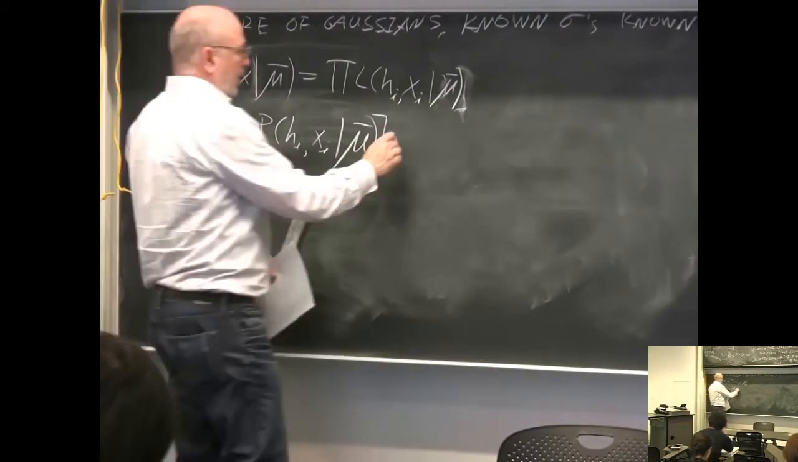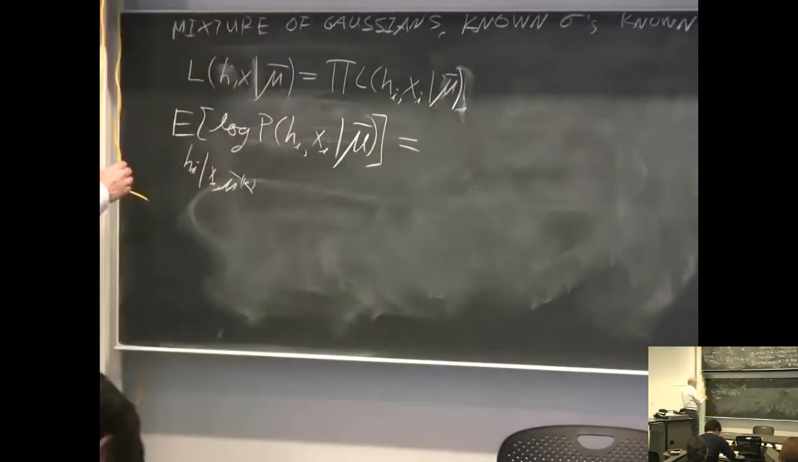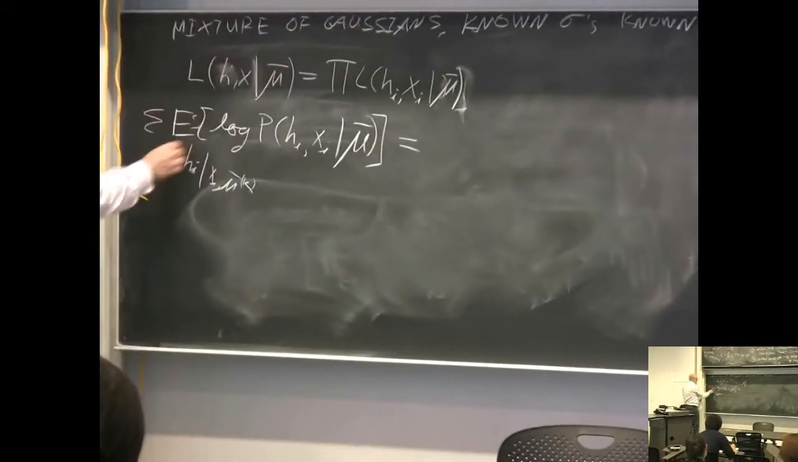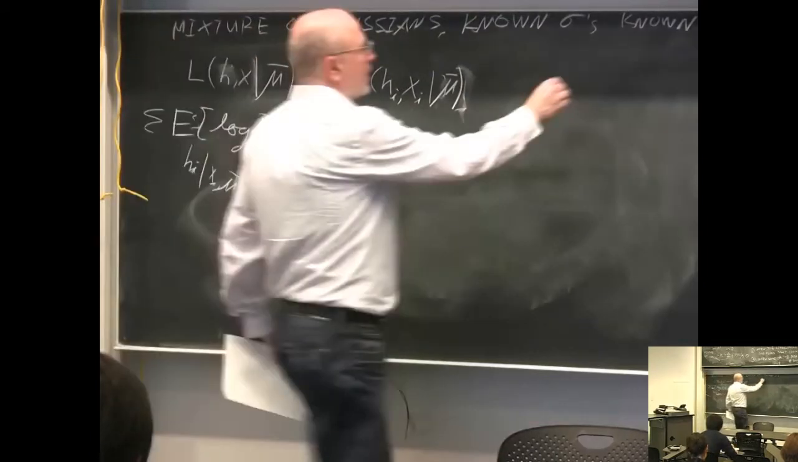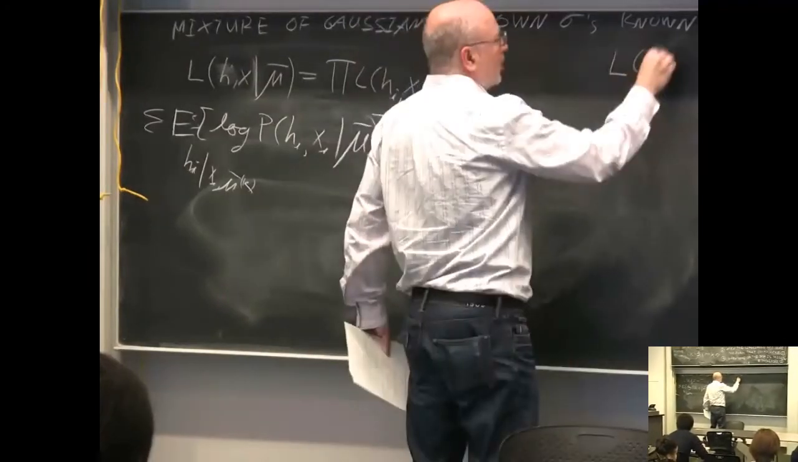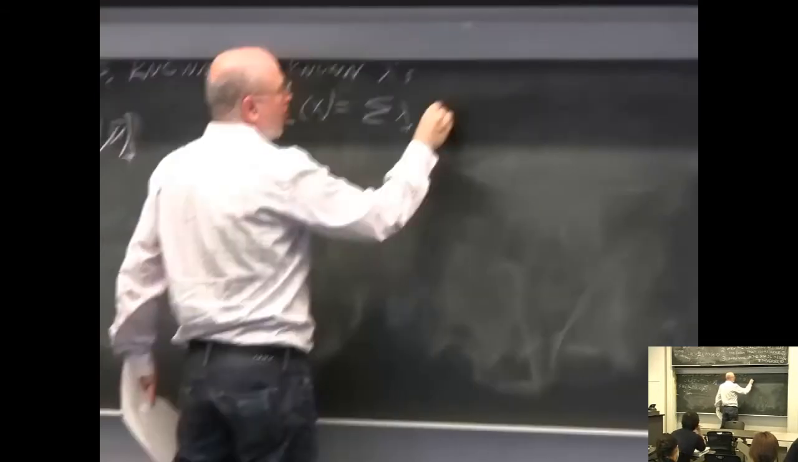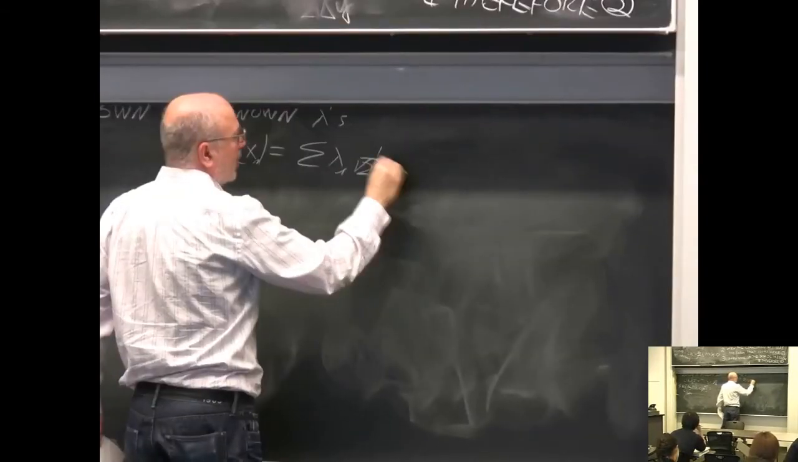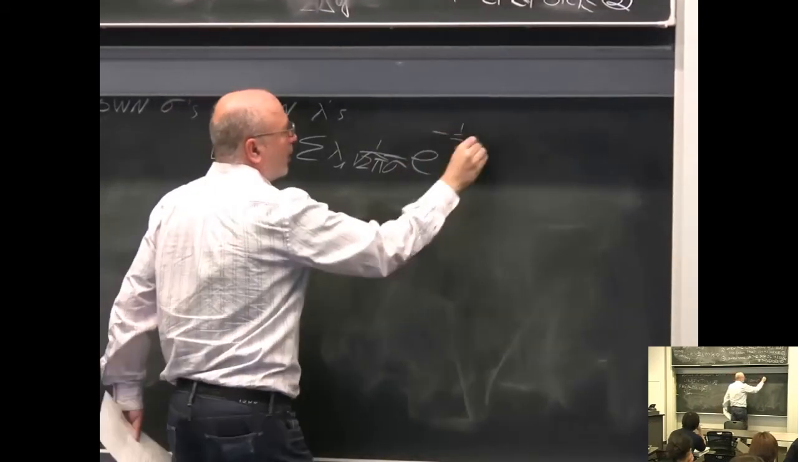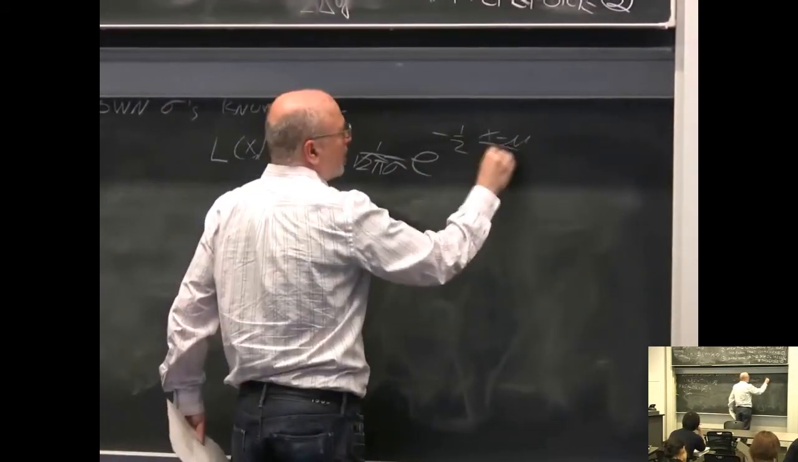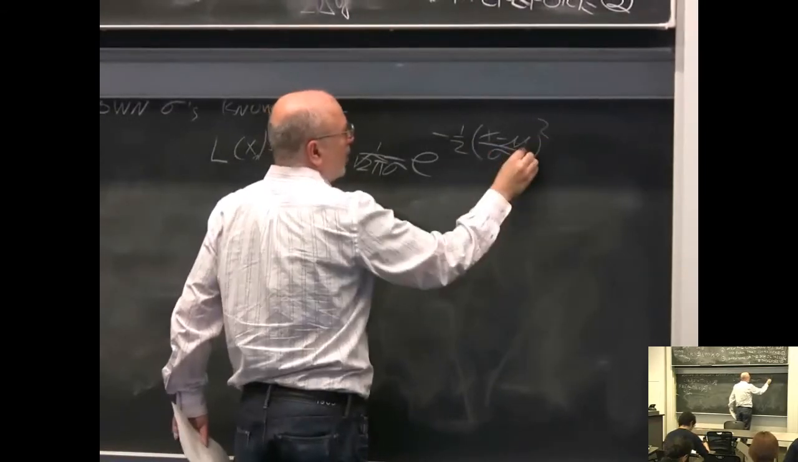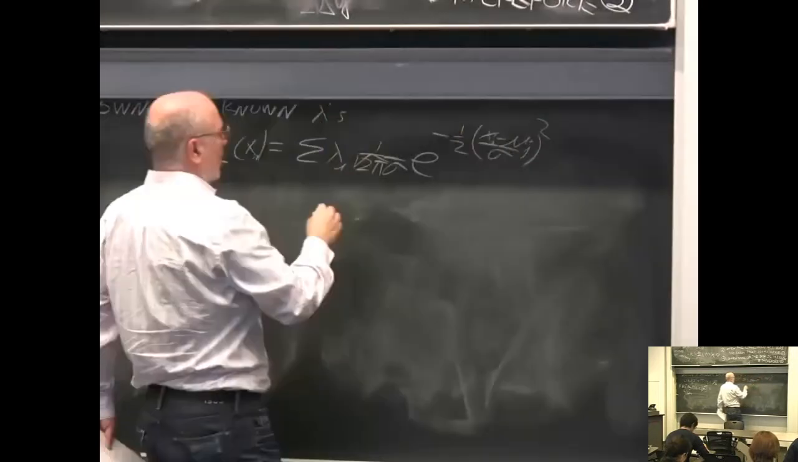What is this expected log likelihood? And this is now summed over all the xi's, which could be either here or here. Since it's an expectation and a summation, it doesn't matter. If the likelihood itself is the sum of lambda j, 1 over 2 pi sigma, e to the negative half of x minus mu over sigma squared. This is j, this is i, this is j.